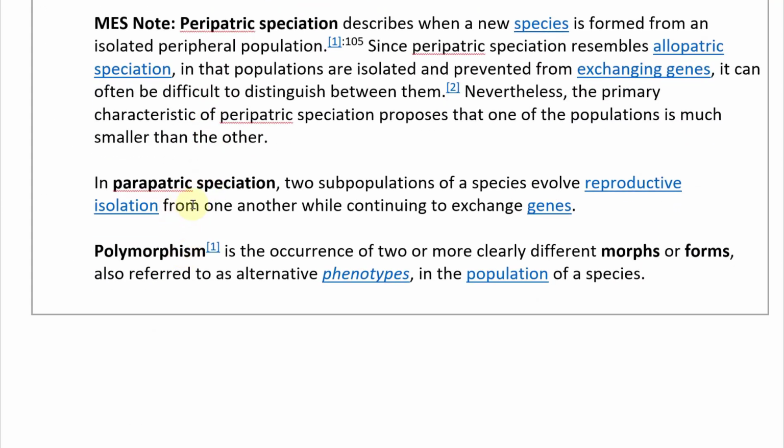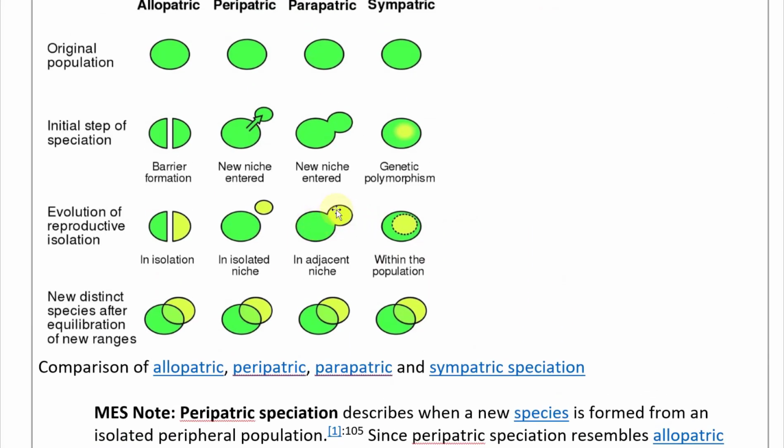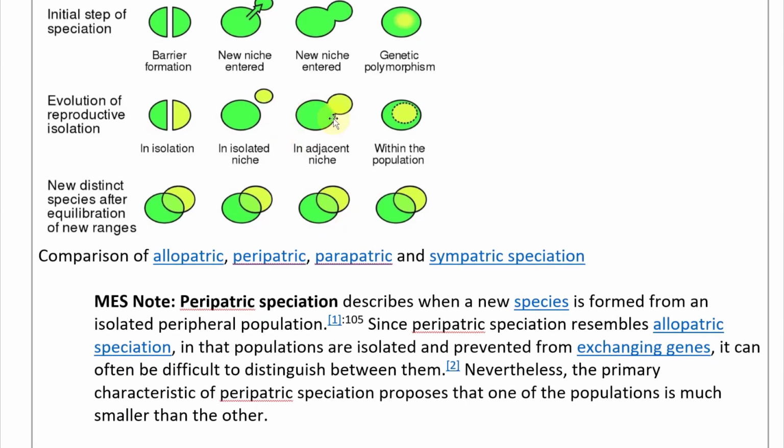Continue further. So in parapatric speciation, two subpopulations of a species evolve reproductive isolation from one another while continuing to exchange genes. So in other words, it's still connected, but you have a bigger portion separated away from the bigger population there. So a bigger one over here separated from the main one.